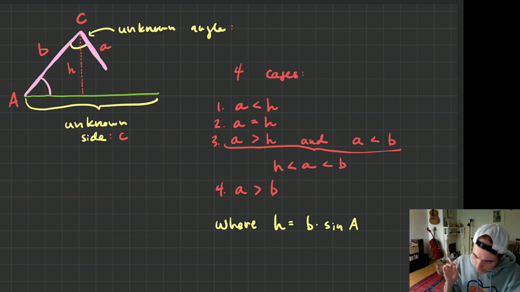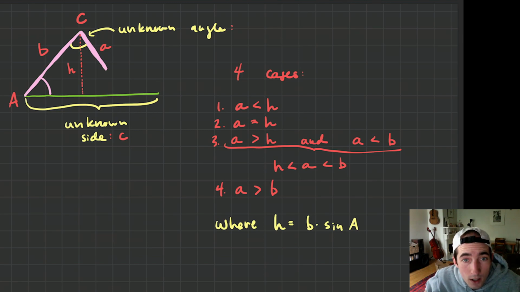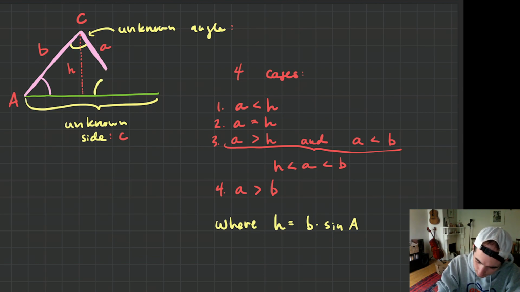Okay, so h is a value that we can always calculate. Are we not calculating angle b? So angle b would be over here. We're not concerned with angle b yet.